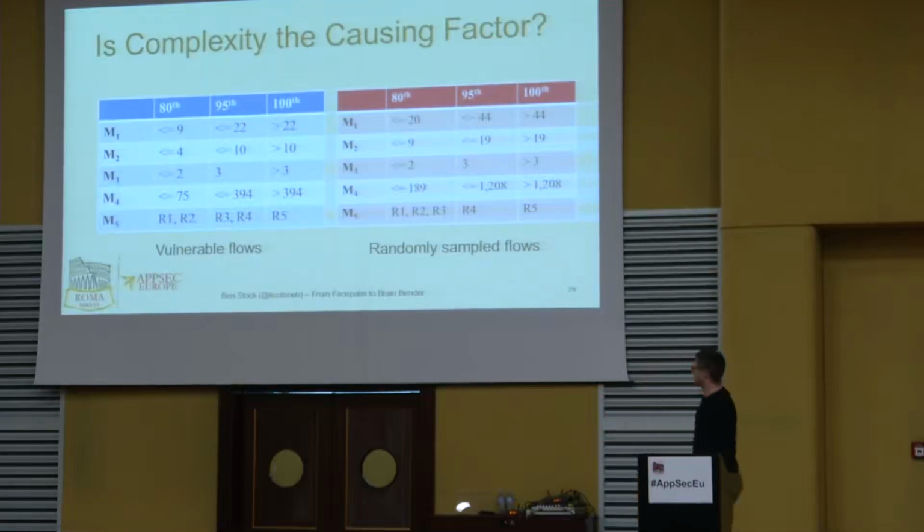It turns out that if we look especially at the 95th percentile, we see for M1 and M2 that for randomly sampled flows, the values have about double the amount. So 44 versus 22 is the cutoff point here. What does it mean? This means that in total, the randomly sampled flows have a higher complexity than the ones which were vulnerable. This basically answers the question.